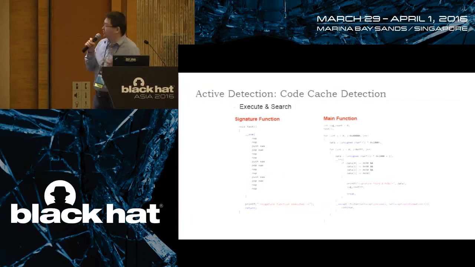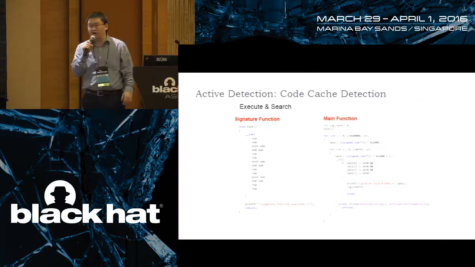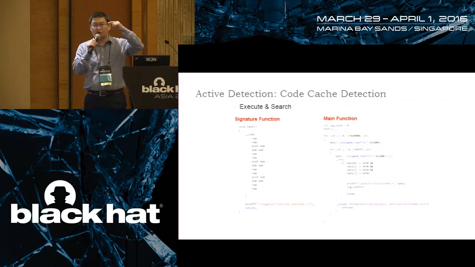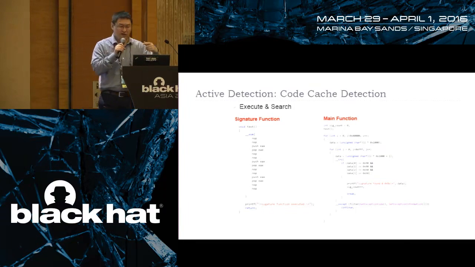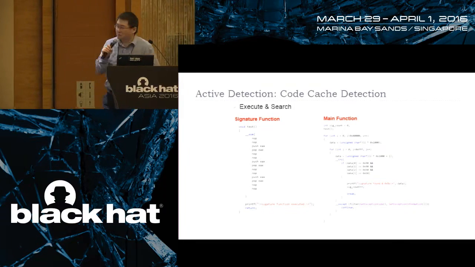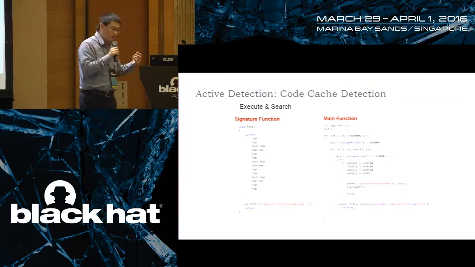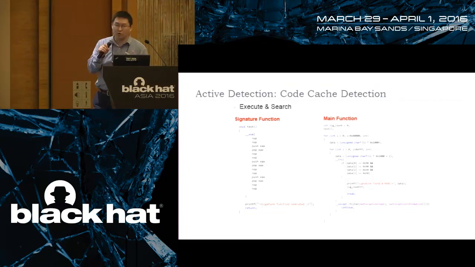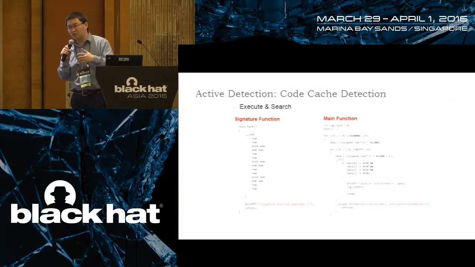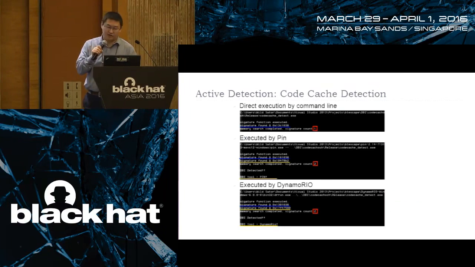So for example, here is a very simple function. The left side is the signature function. When you call this function, the DBI will translate the code into memory. After that, you can search, and then you find, okay, I have multiple copies. Because the original code is most likely read-only, but today the code cache is still read-write-executable. So once you know which is read-write-executable and which is read-only, it's much easier to tell which one is in the code cache.